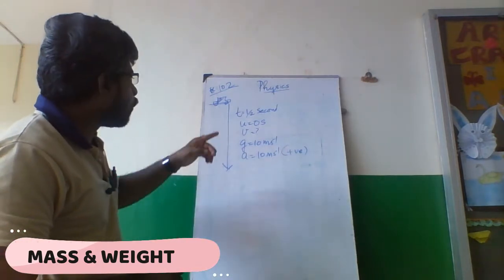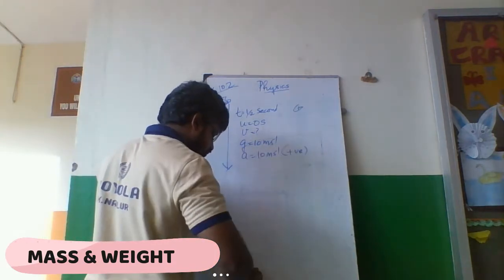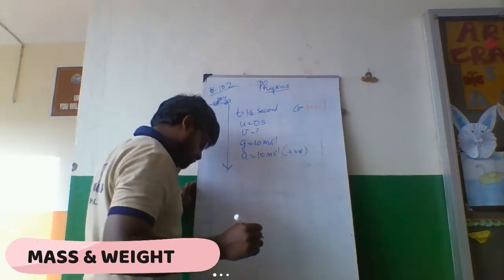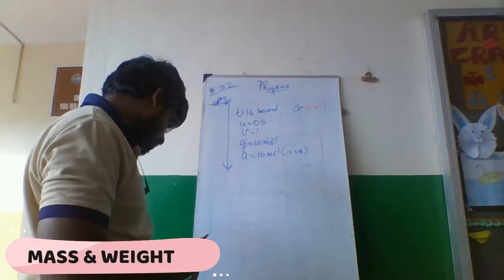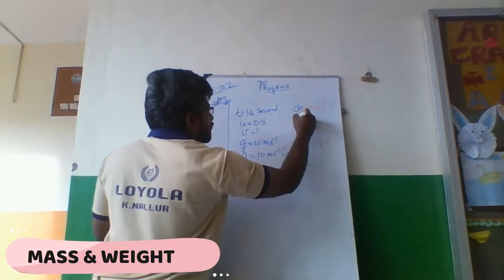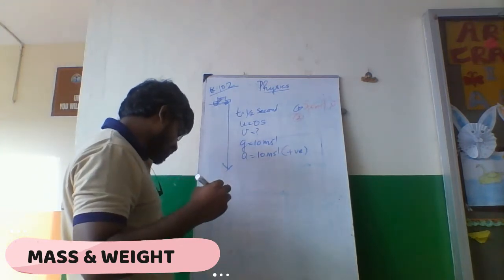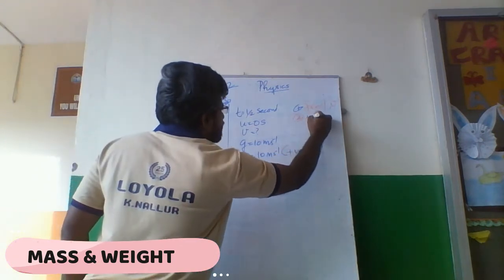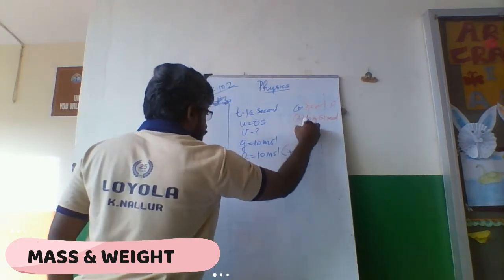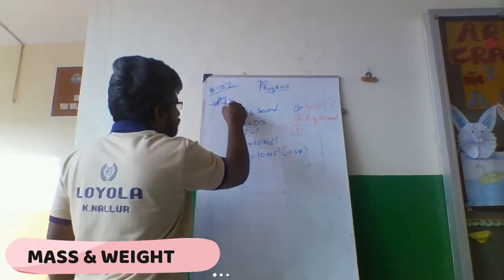What do they ask? First question, what is the speed of the car on striking the ground? That means the final velocity. What is the second question? Second question, what is the average speed? Third question, what is the height?